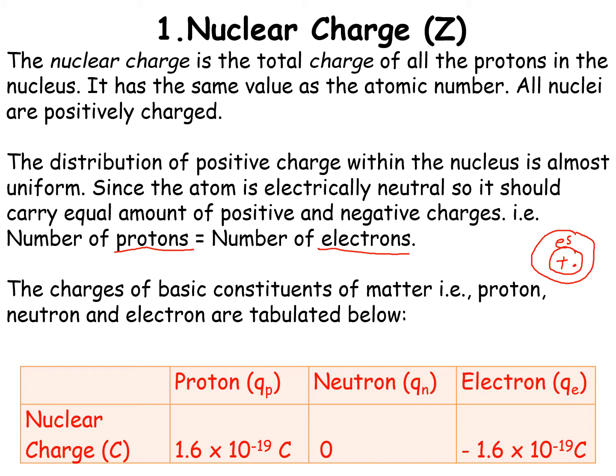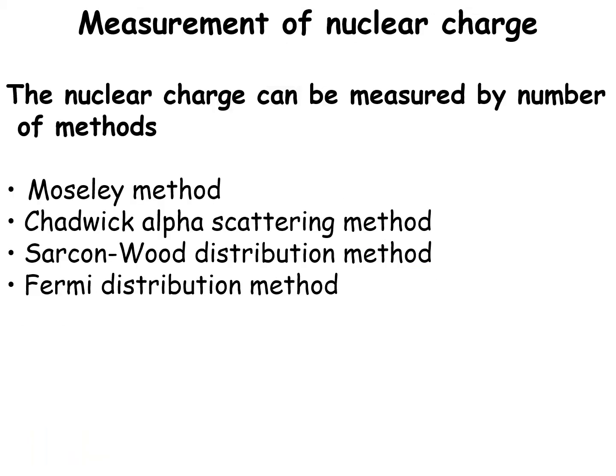This is the charge of the proton, that is 1.6 × 10^-19 coulomb. Coulomb is the unit of charge. Then the neutron, as we all know, is electrically neutral, so its value is 0 coulomb. Then the charge on the electron is equal and opposite to the charge of the proton, so its value is -1.6 × 10^-19 coulomb.